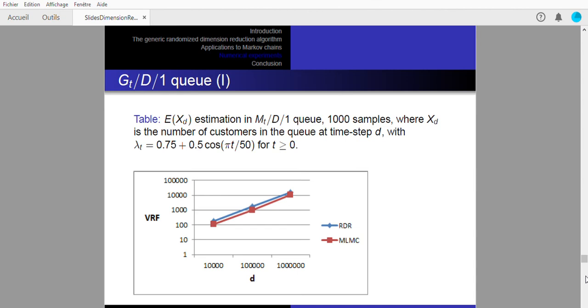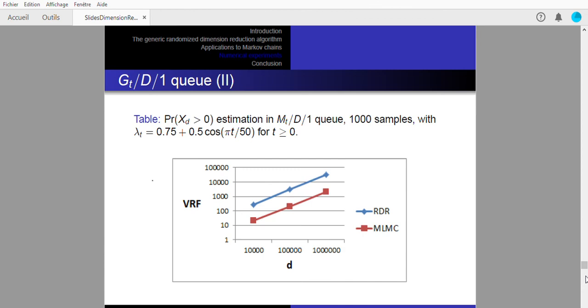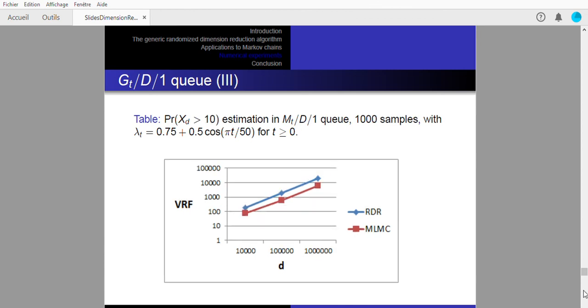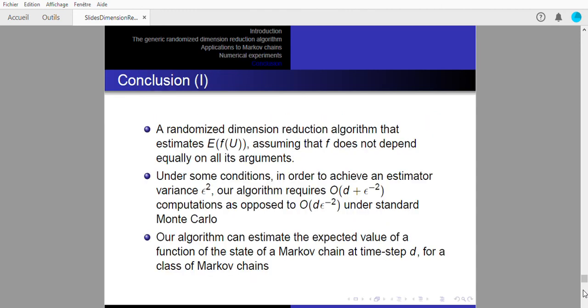So we have other examples on queues in the paper. Here again, the variance reduction factor increases with d. In this example, the variance reduction factor is about d divided by 100. These are other examples that you can find in the paper.